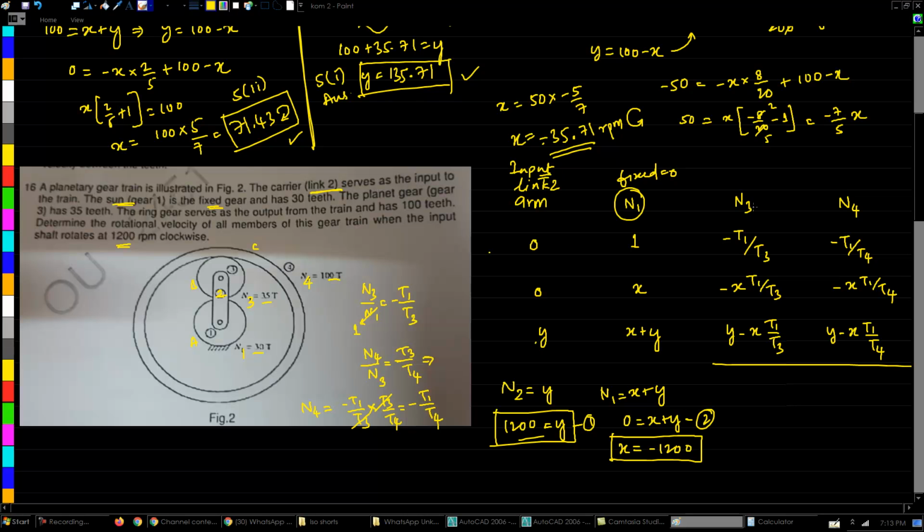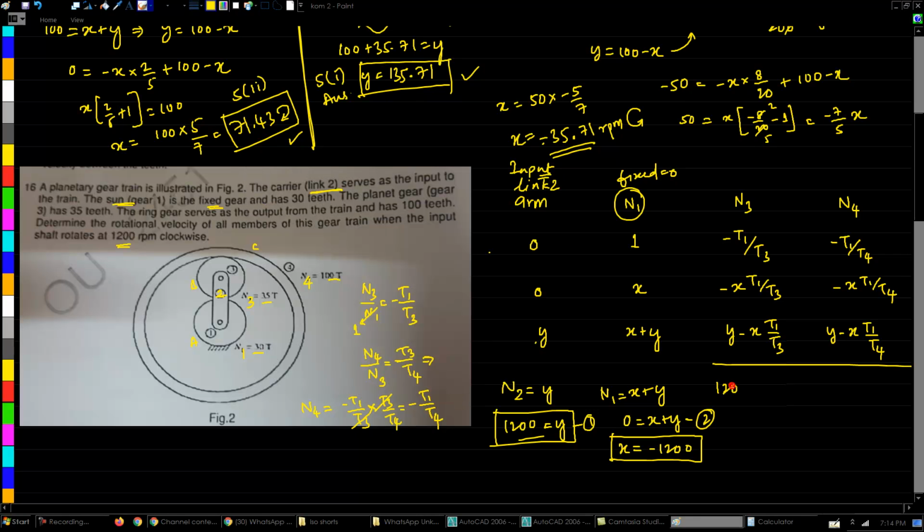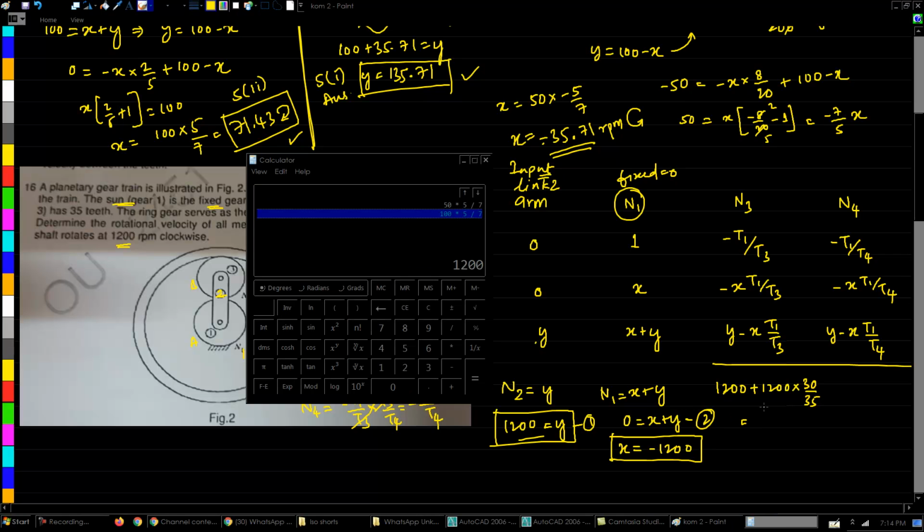If you want the speed of n3, we just have to substitute y and x here. So we'll substitute y, that is 1200, minus x. X is negative, so minus into minus becomes plus 1200 into t1 by t3. Here t1 is 30 and t3 is 35. So solving this, 1200 plus 1200 into 30 by 35 gives us 228.57.